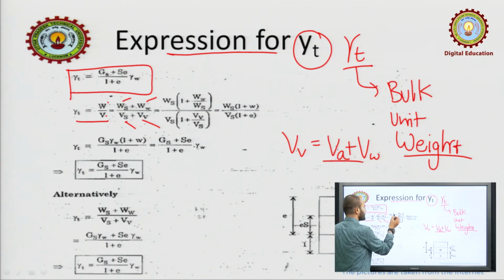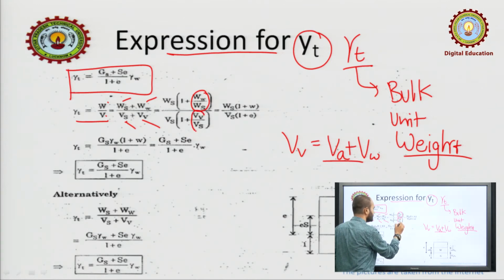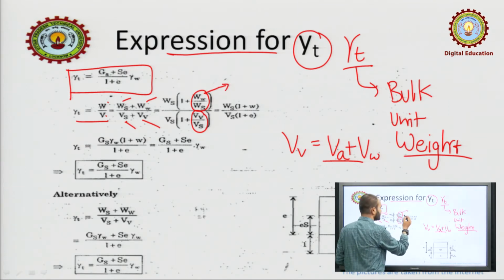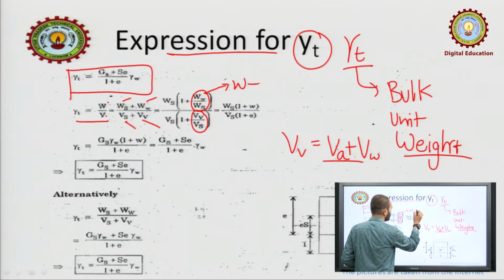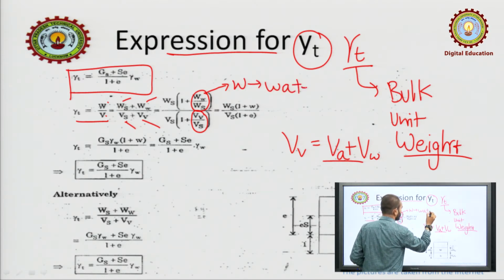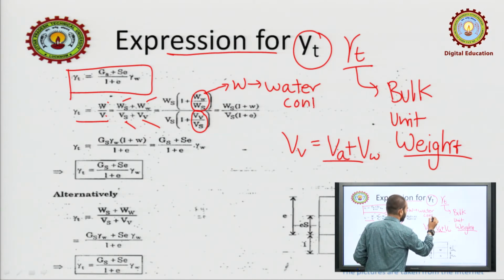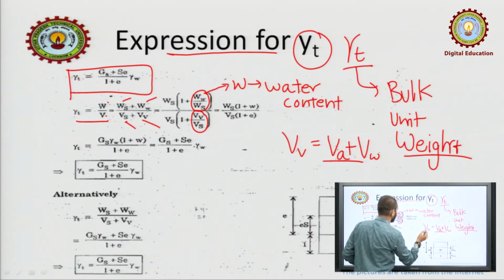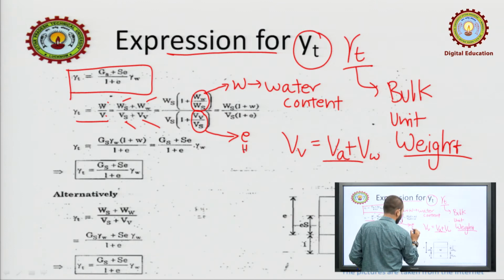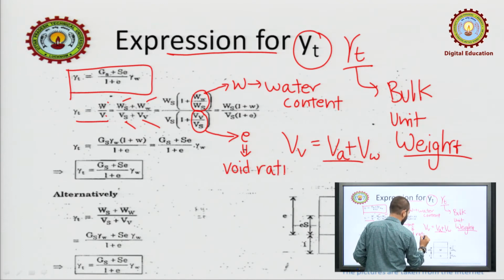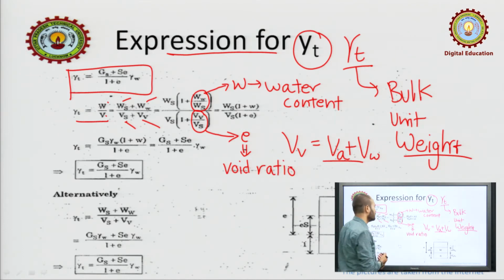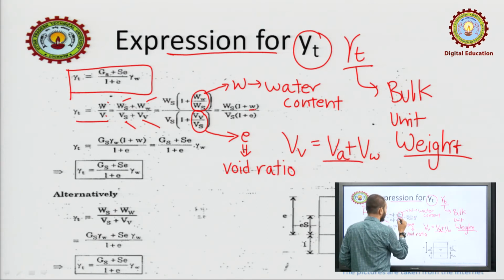Now, you can see Ws is taken common, which gives us 1 plus Ww upon Ws. Again, Vs is taken common, which gives us Vv by Vs and 1 here. So what is this? Ww upon Ws, if you remember, is w, the water content. And Vv upon Vs is e. What is e? e is the void ratio. So this will be written as w and this will be written as e.